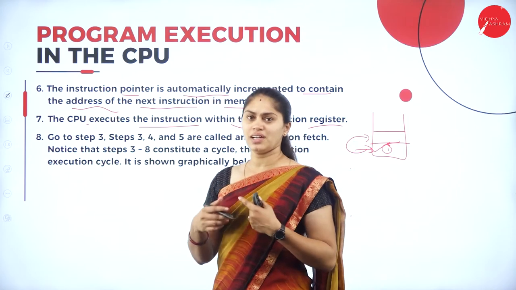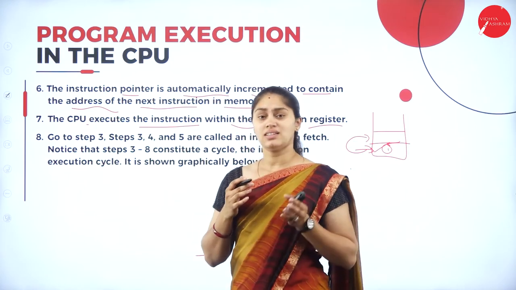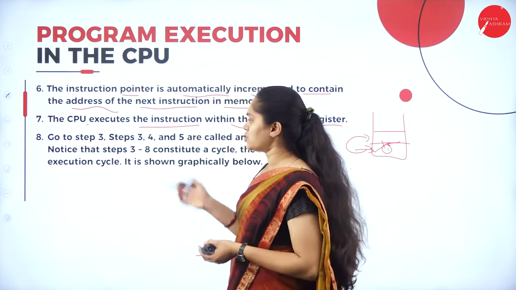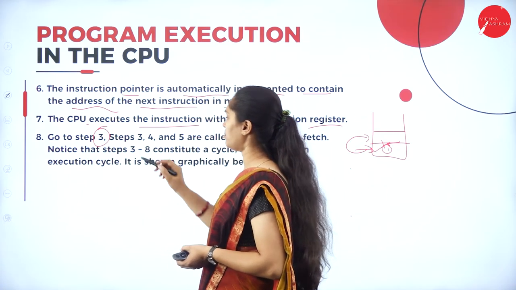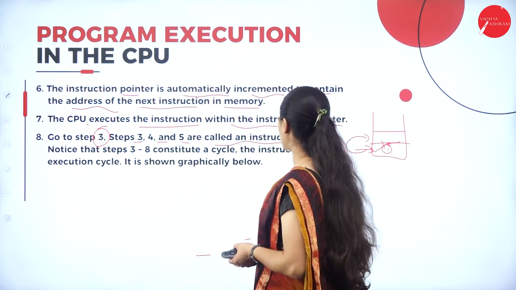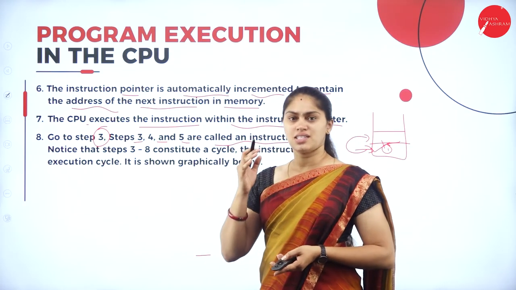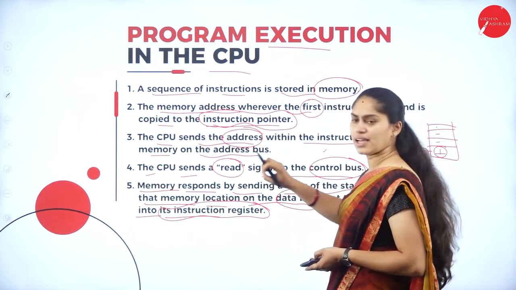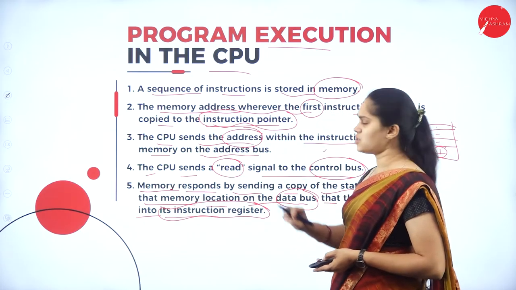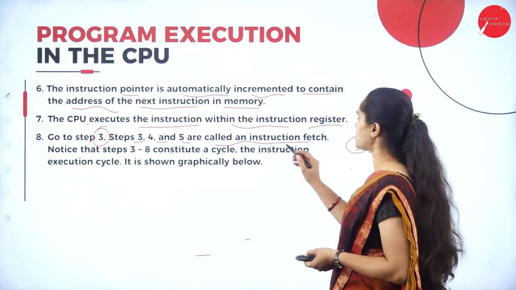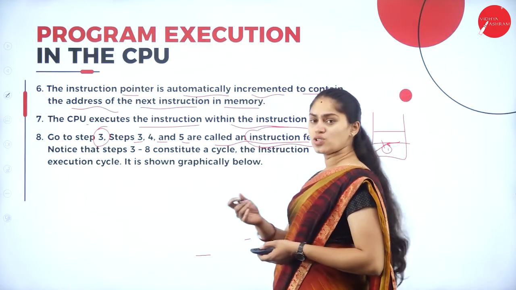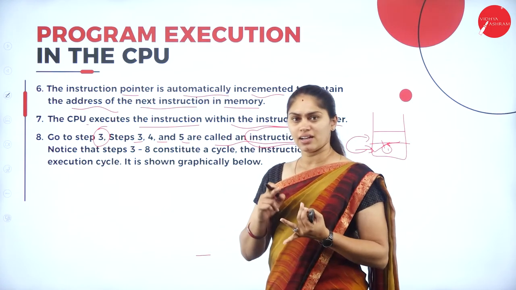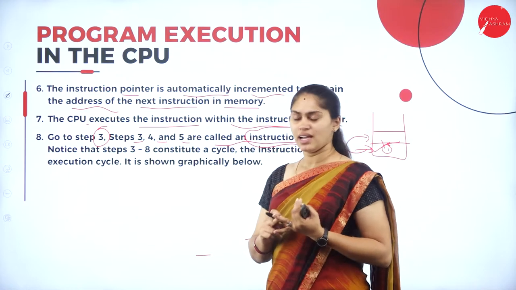Whatever we did in the last 3 points, the same thing will happen for the remaining instruction set. Here you can see that steps 3, 4 and 5 are called instruction fetch. So what is that? Taking an address, taking a control signal, taking data. All of these we call instruction fetch. So we are getting the instruction, related to its address, control signal as well as its data.